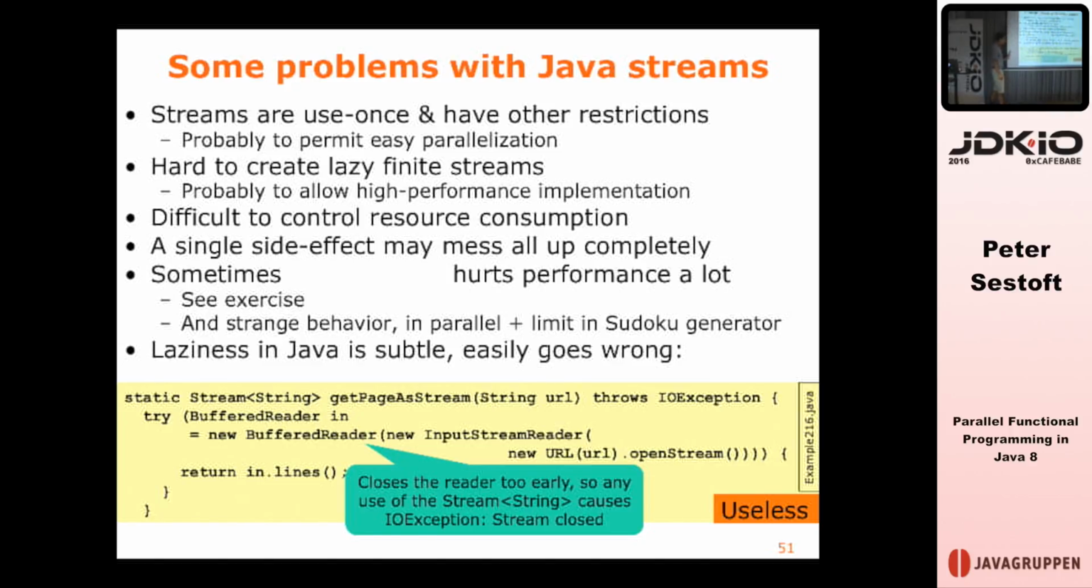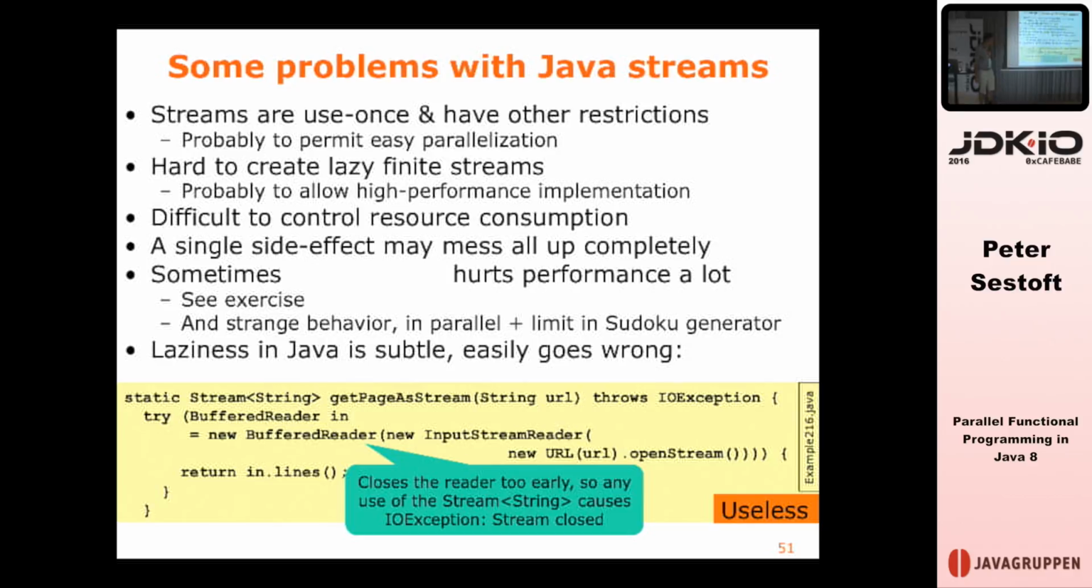And also laziness in Java is really subtle. It's easy to get it wrong, because you are tempted to combine it with things that are non-lazy. So let's take a look at this here, where we try to get a web page as a stream. As good, well-behaved Java programmers, we use a try with resources statement here. So we create a new buffered reader from an input stream reader from a URL, and call the lines method on the opened buffered reader, which turns the buffered reader into a stream of strings.